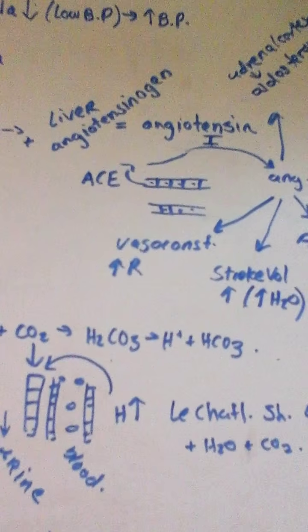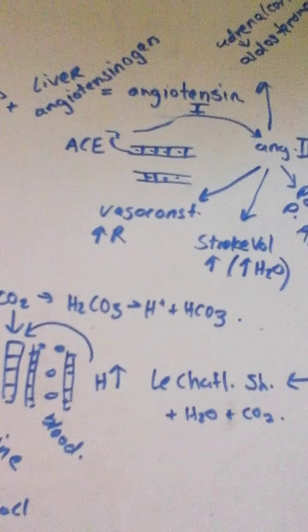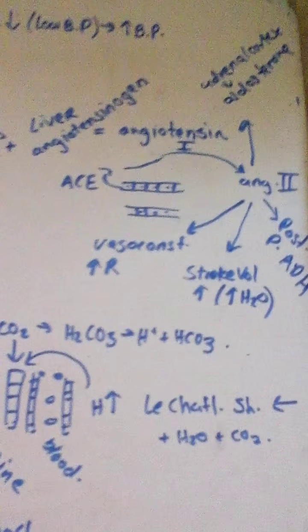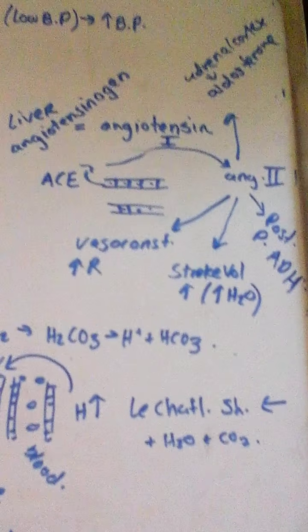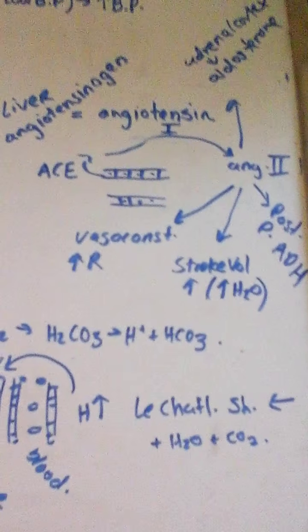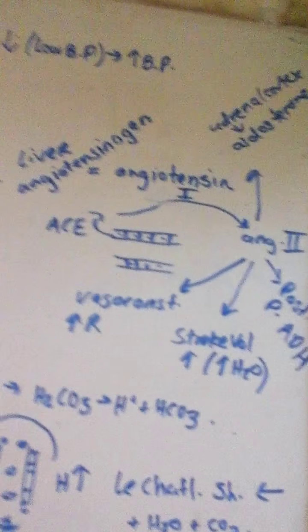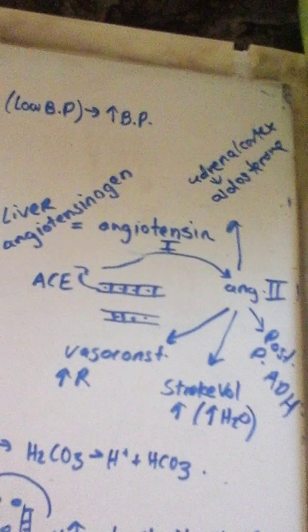It's going to increase vasoconstriction of smooth muscle. It's going to increase stroke volume by increasing the amount of water reuptake. And it's also going to release antidiuretic hormone or vasopressin from the posterior pituitary gland. And it's also going to act on the adrenal cortex to release aldosterone.